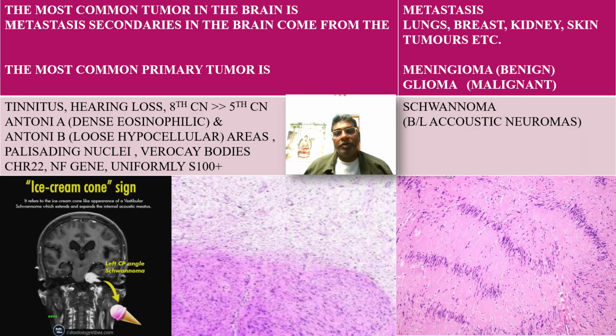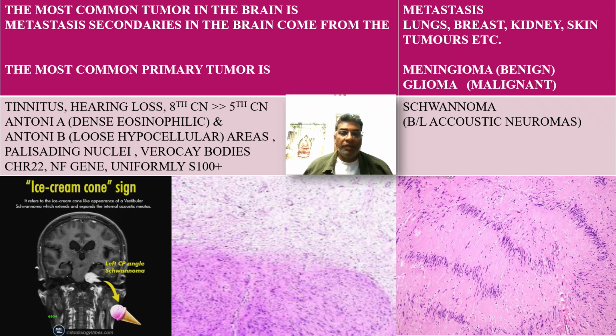So the most common tumor in the brain is metastasis, and the metastases, the secondaries in the brain, come from the lung, breast, kidney, and skin tumors. Compared to the primary tumors, secondary or metastatic tumors are the most common tumors in the brain, and most metastatic tumors come from lung, breast, kidney and skin. The most common primary tumor in benign conditions is meningioma, and in malignant it is glioma.